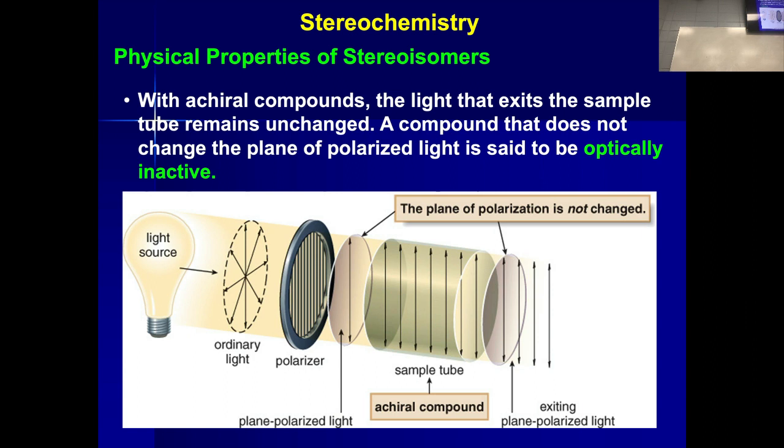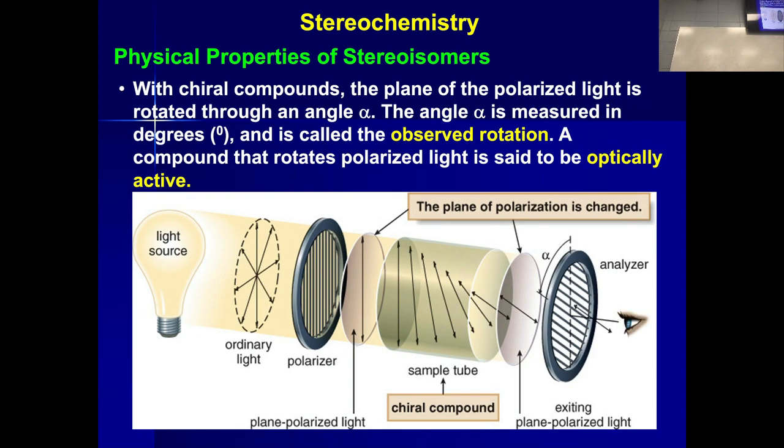If that light is going through something that is achiral, which means not chiral, that plane of polarized light will not rotate at all. If it's coming into the sample like this, it's leaving the sample like this. Okay? It should have zero rotation. It's optically inactive.